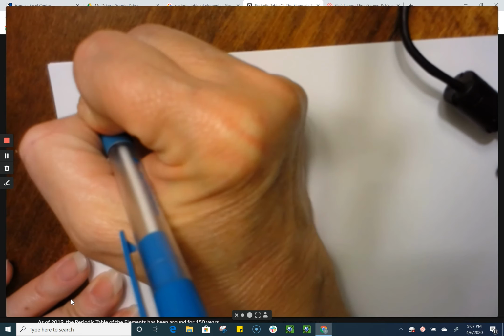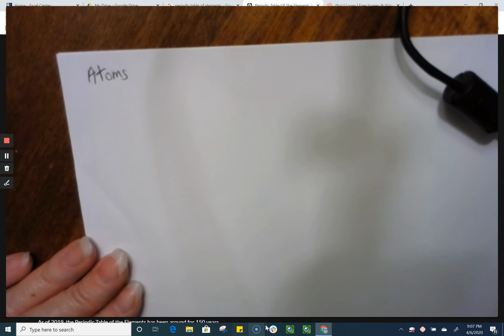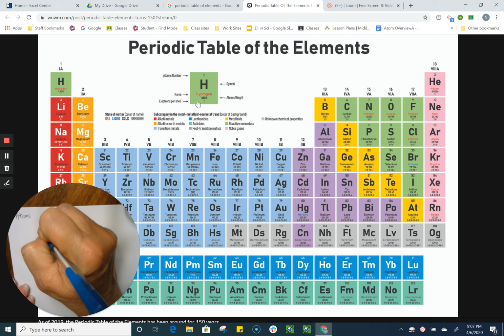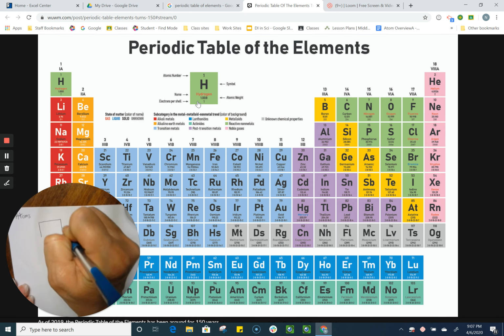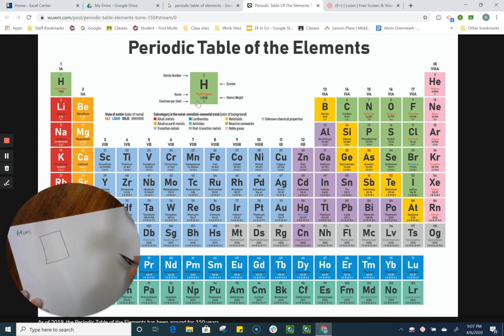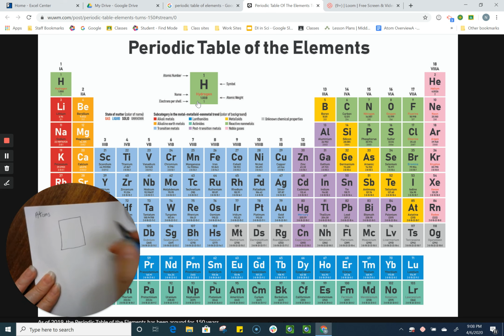So, atoms. Okay, so we're going to start. I'm going to be moving back and forth here, so you guys have to bear with me. Let me cut back to here, and we're going to talk about hydrogen. Okay, so this is going to be one box on the periodic table. You don't have to draw yours quite as big as what I'm drawing mine so everyone can see.